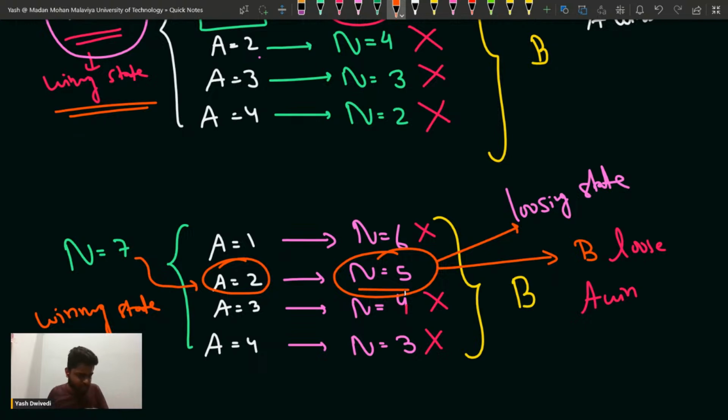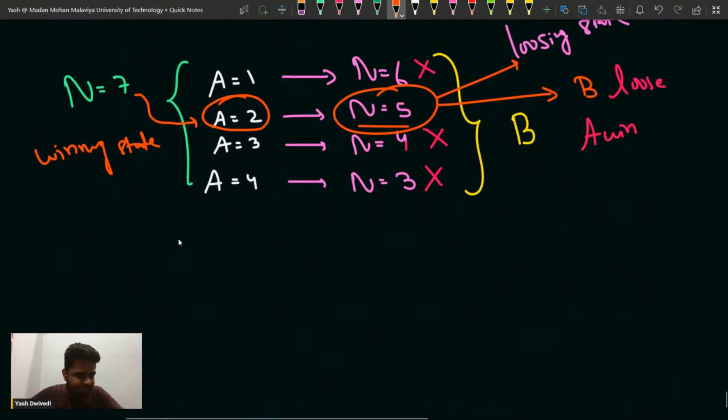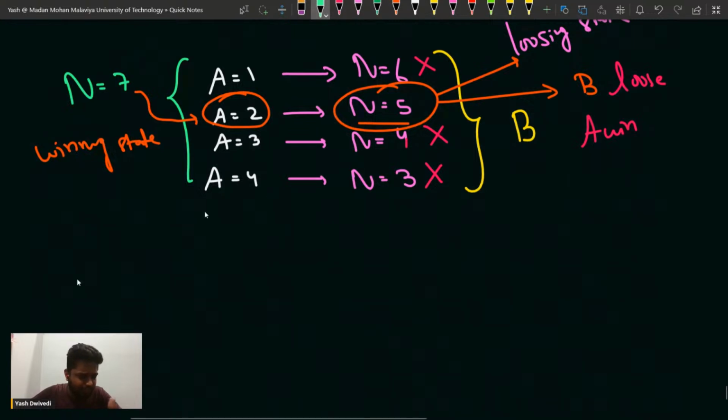Please write yes in the chat, Vanchika, also, if you are clear with this part, and then I can proceed further. I hope that you are clear. If there is something that's not clear, please let me know.